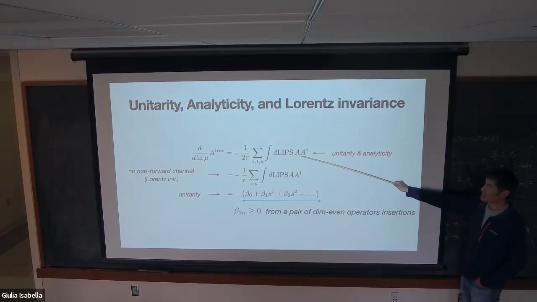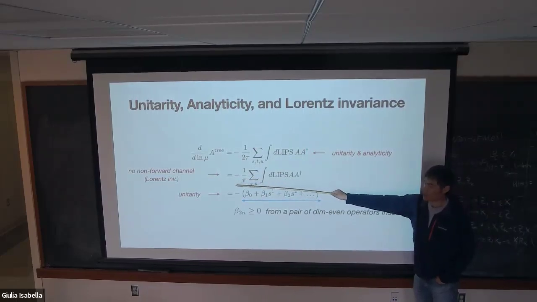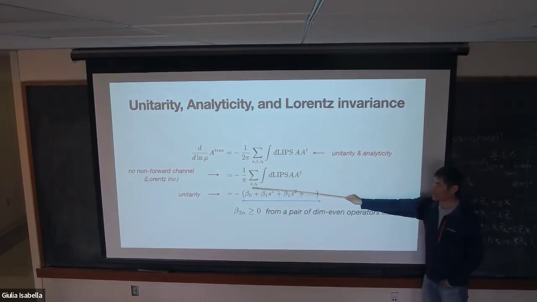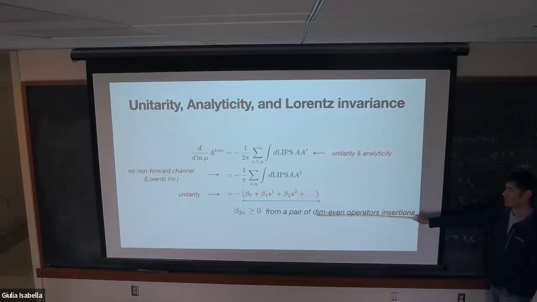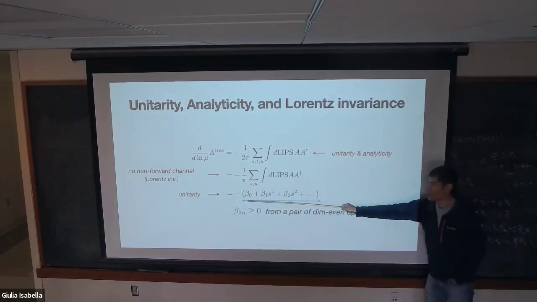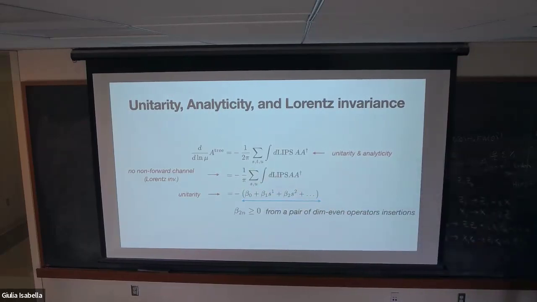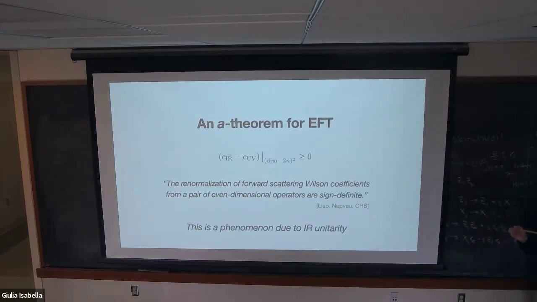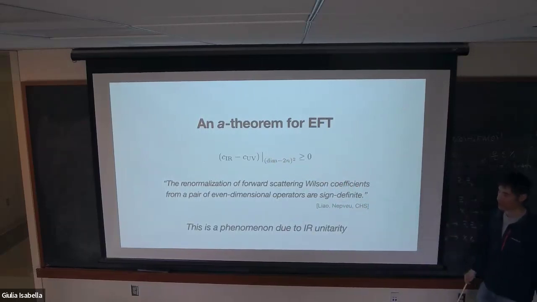We use unitarity and analyticity to write it as a dagger. But now, since the T channel doesn't contribute because of Lorentz invariance, we only need to sum over S and U, and we can guarantee that it's sign definite, as long as we insert a pair of even dimensional operators. That would make all these coefficients positive. So overall, you get a minus sign for the running. In other words, this is like an a-theorem for effective field theory: the coefficient of the running for this particular sector, inserting a pair of even dimensional operators, is always sign definite.